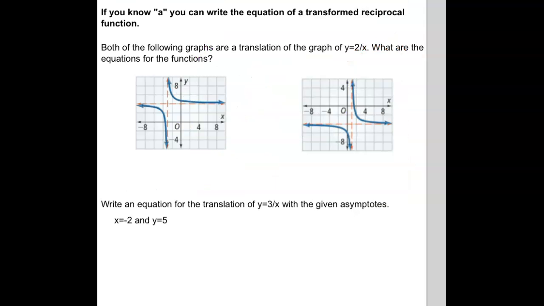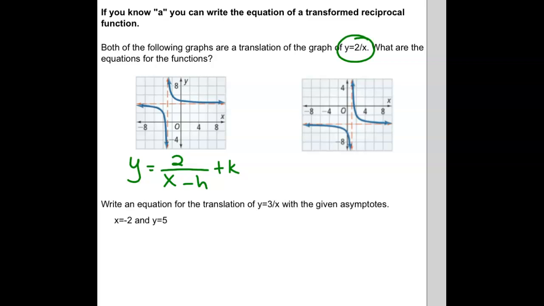If we know what our A value is, we can write an equation for a transformed reciprocal function or inverse variation function. Both of the following graphs are a translation of y equals 2 divided by x. What are the equations for the functions? So if we know that we're starting with y equals 2 divided by x, we can figure out what that h and k piece need to be to get this given graph. We simply have to look at the transformations that we see.